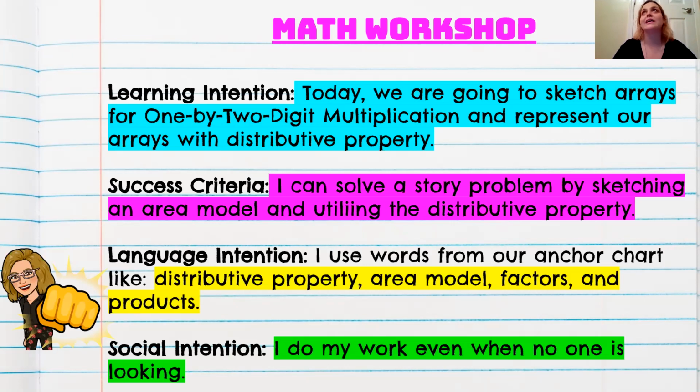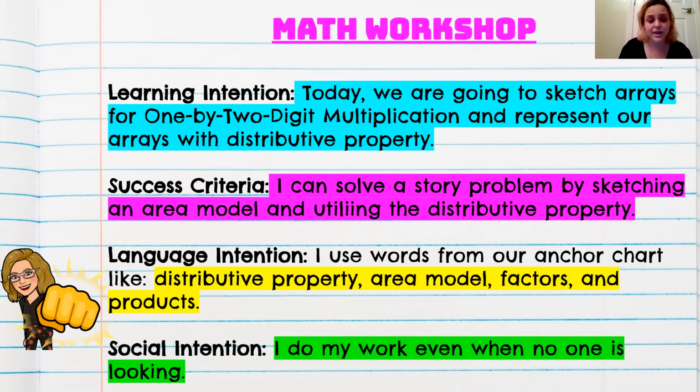Instead of doing like 26 equal groups of 3, because that's gonna take you forever. We want to move away from that. We want to move into more efficient strategies like using an area model and using the distributive property to represent the area model. Language intention. I use words from our anchor chart like distributive property, the area model, factors, and products.